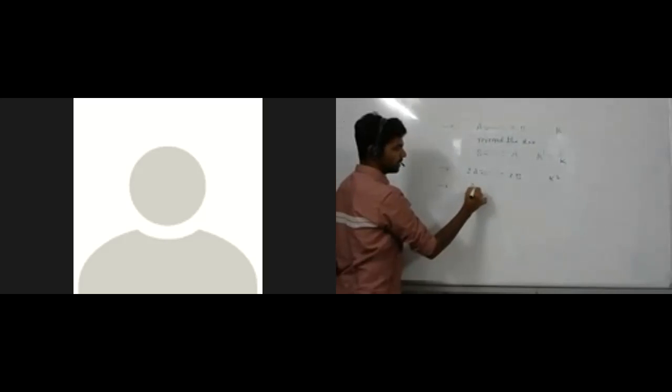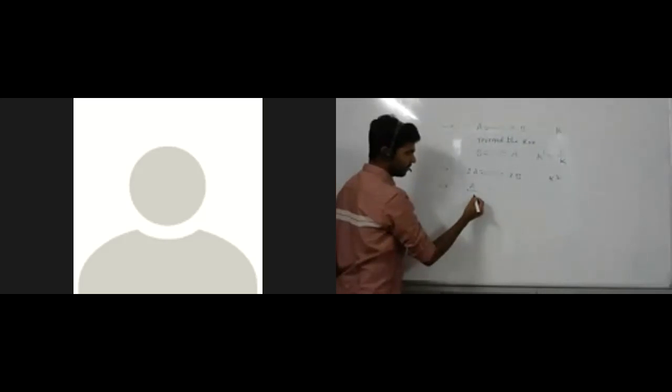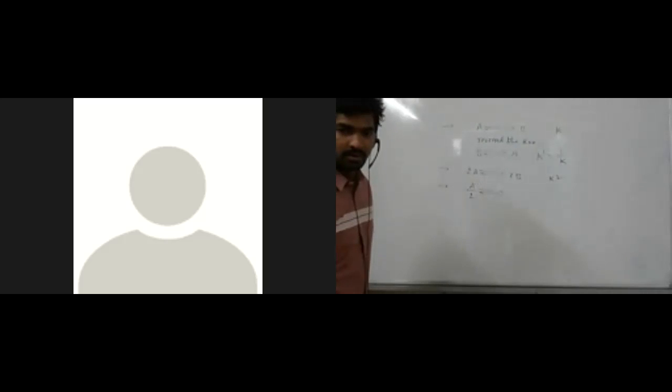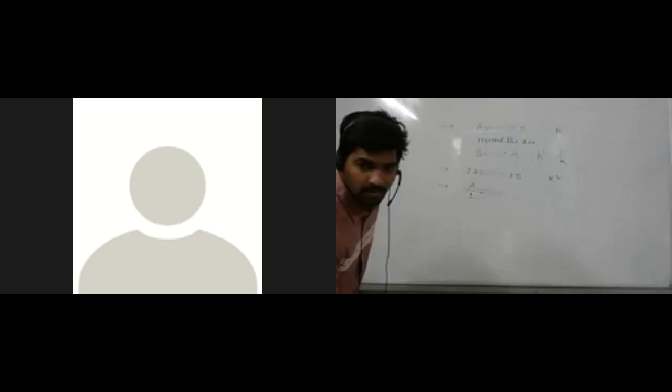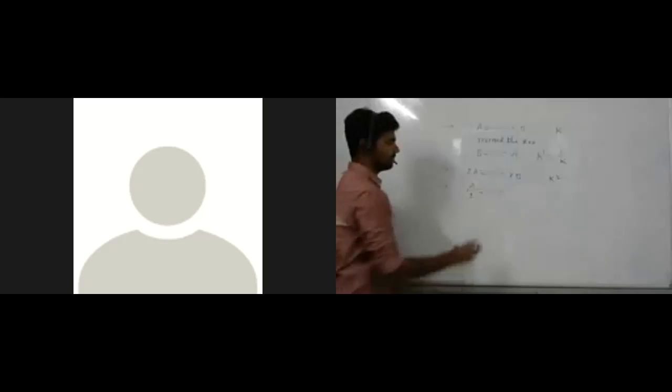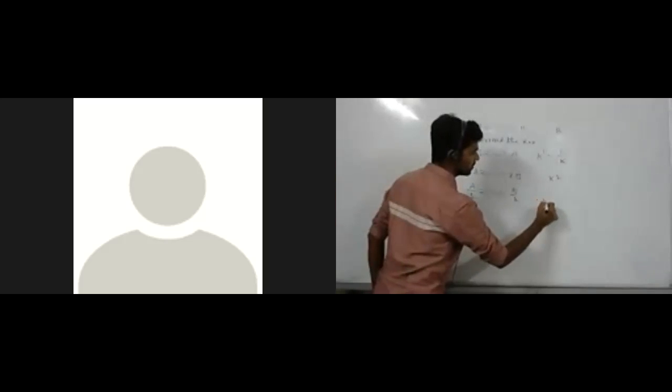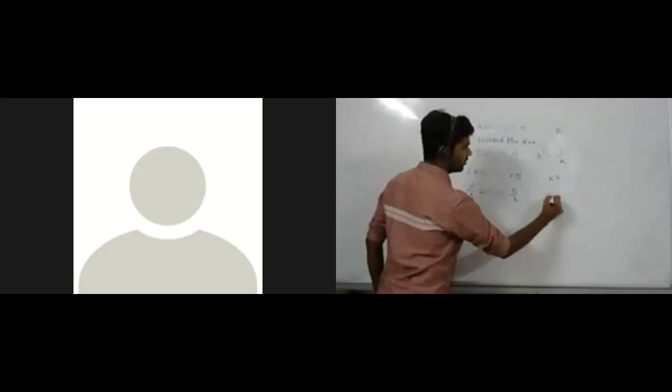Suppose the reaction is divided by some number or any value. Here, B by 2. So if you divide with any number, it will become a root. If 2, then it is the square root of K.